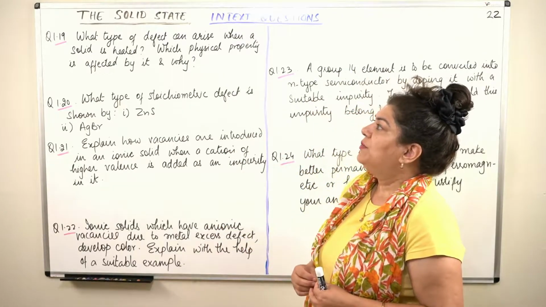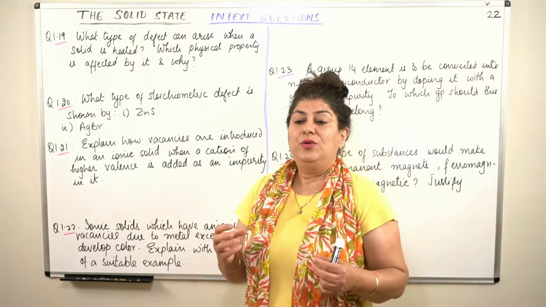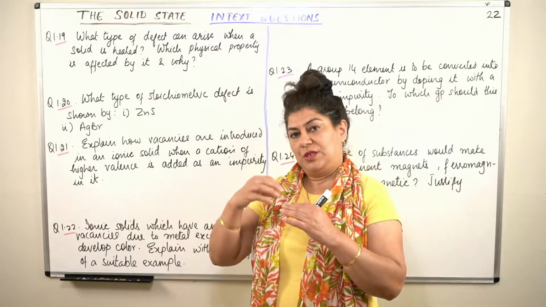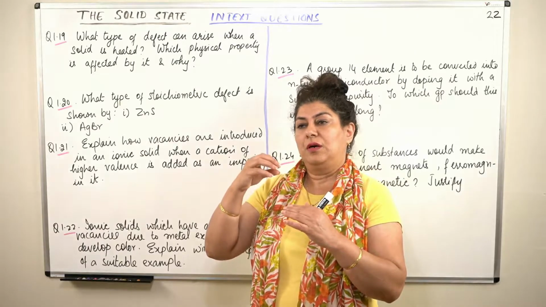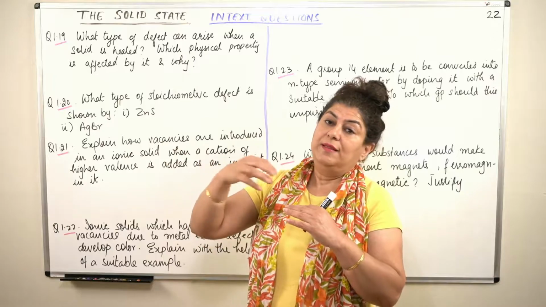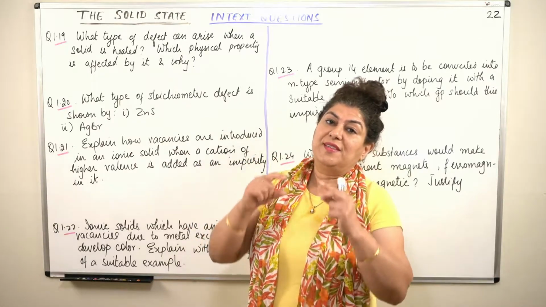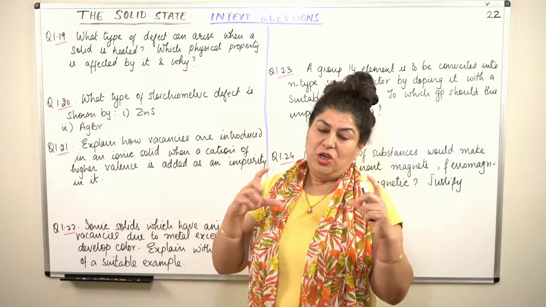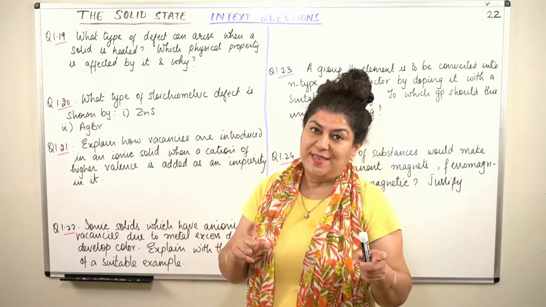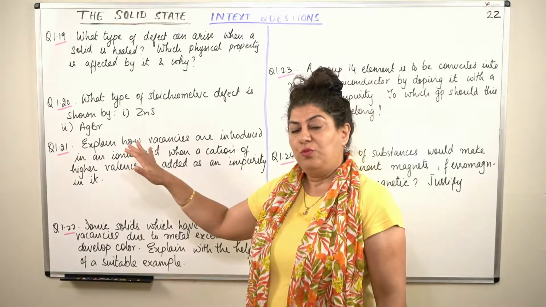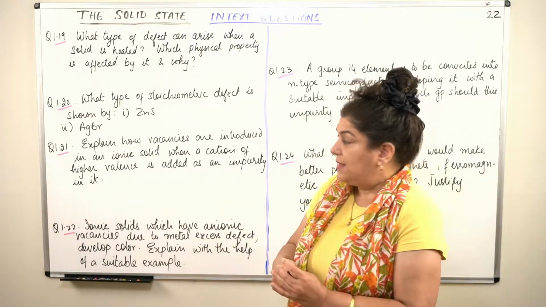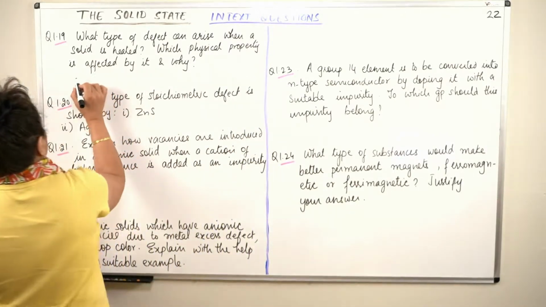And which physical property will be affected by it? If one of the components or constituent particles leaves the solid, the mass of the solid decreases, but the size does not change. So mass per unit volume decreases. In other words, what is mass per unit volume? It is density. So what type of defect is created? A vacancy defect is created.